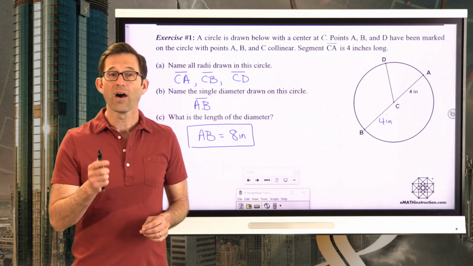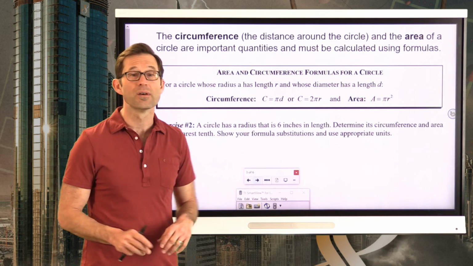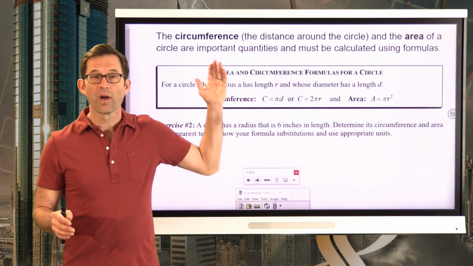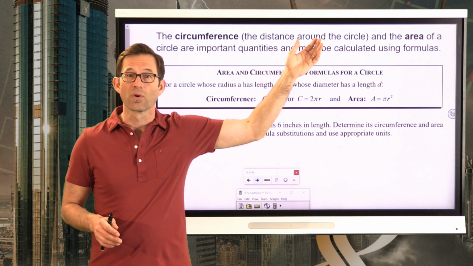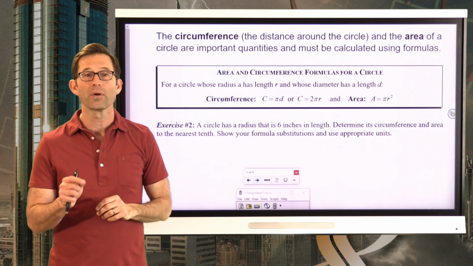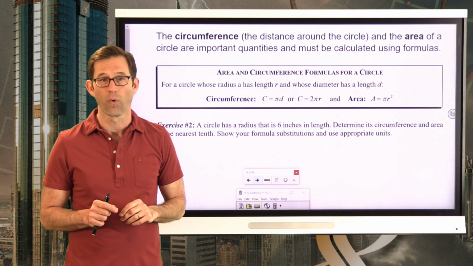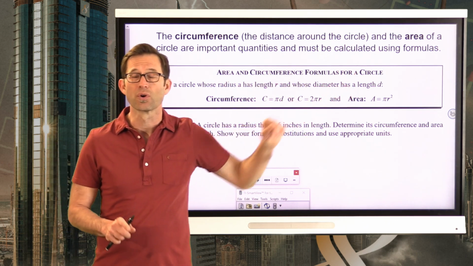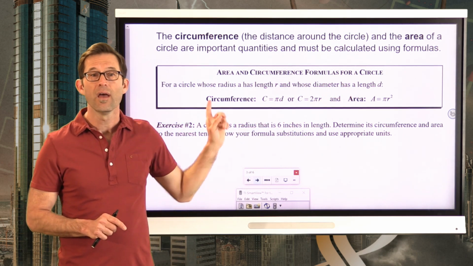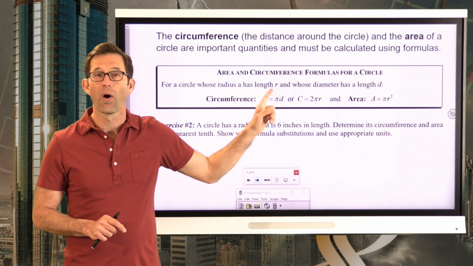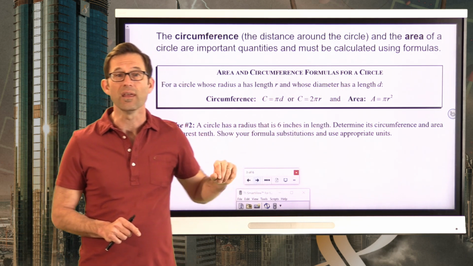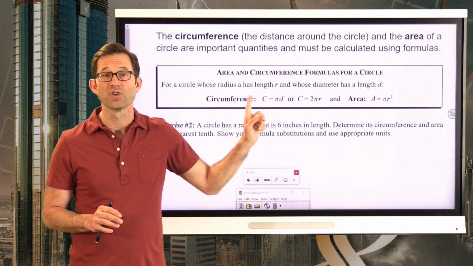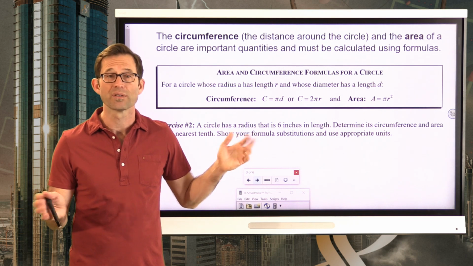Just keep those relationships in mind. All right, now let's start talking about some other things that are important about circles. The circumference, which is the distance around the circle, and the area of a circle are important quantities that must be calculated using formulas. So the area and the circumference formulas of a circle, which you learned in Math 7: for a circle who has a radius of length r and a diameter with a length d, the circumference is given by either one of two formulas. Either the circumference is just pi times the diameter.